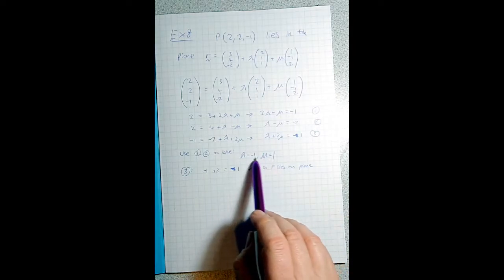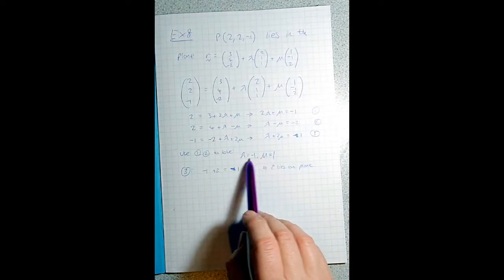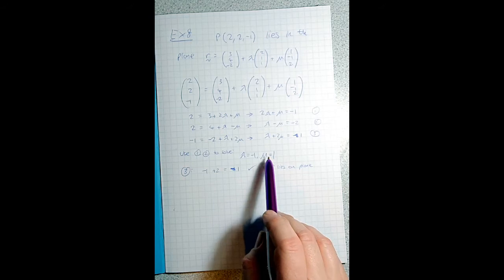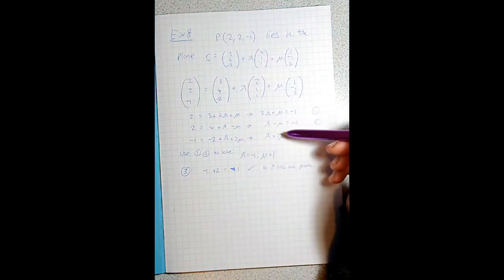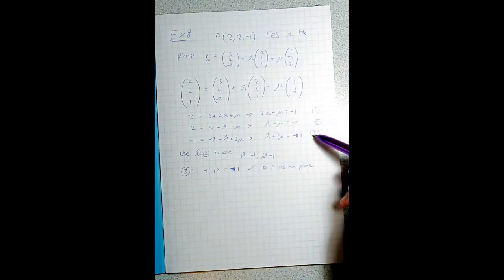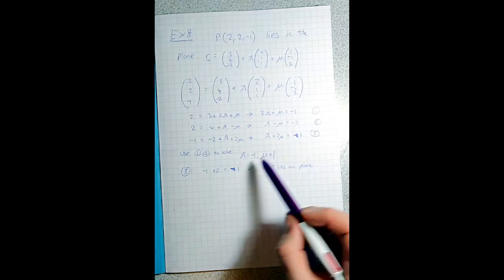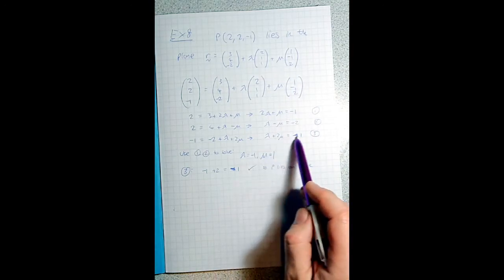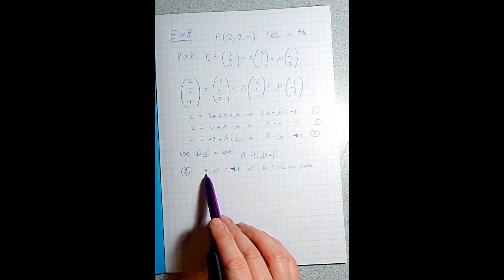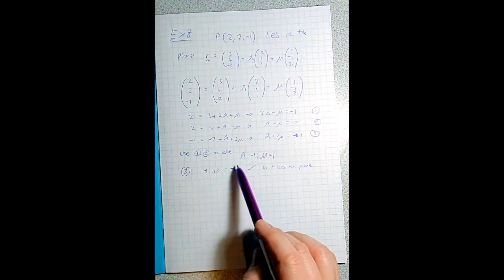So I got my values of lambda and mu. I used my calculator to solve simultaneously, and then verified that they worked for equation number 3. Sub in mu and lambda, sub in my values of mu and lambda for equation number 3. And I get minus 1 plus 2 equals 1, which is correct.